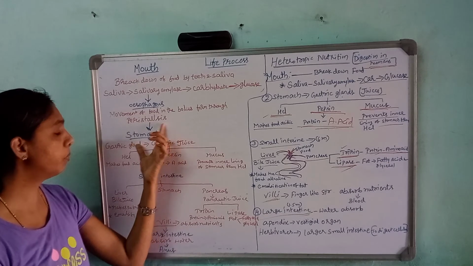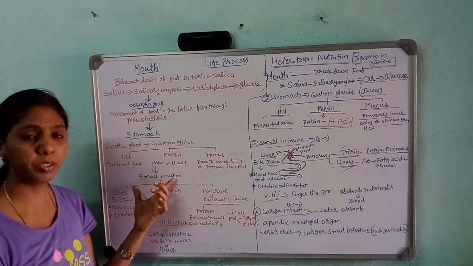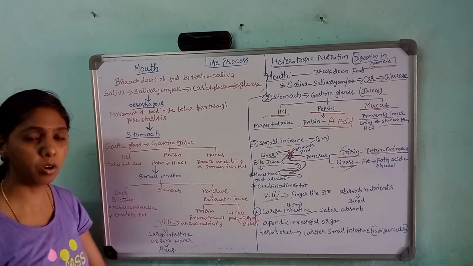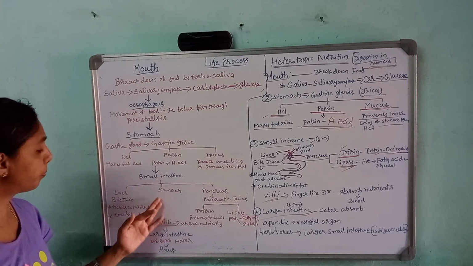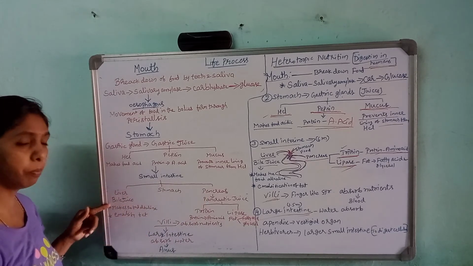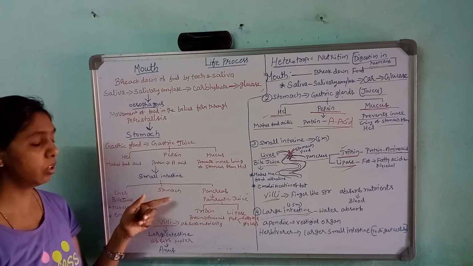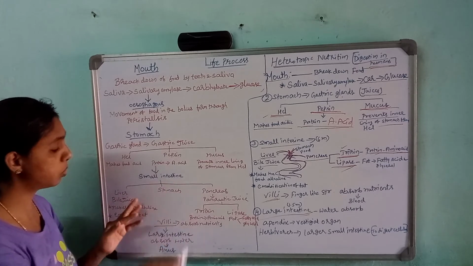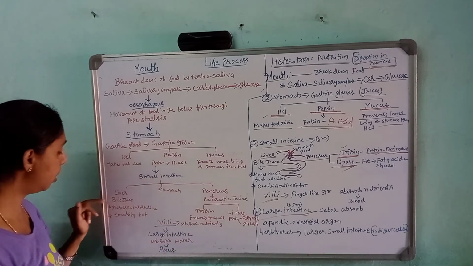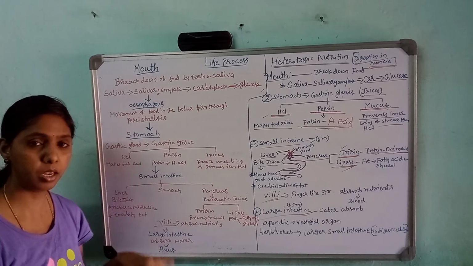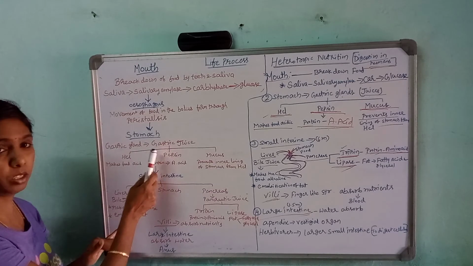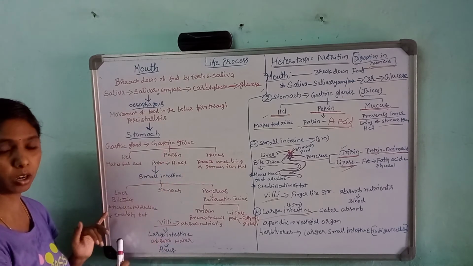The food from the stomach goes into the small intestine. In the small intestine, three organs contribute: the stomach, liver, and pancreas. The liver produces bile juice. The stomach gives food to the small intestine. The pancreas produces pancreatic juice. Bile juice has two functions here. It makes the food alkaline, because in the stomach it was acidic, so it makes the food alkaline here.